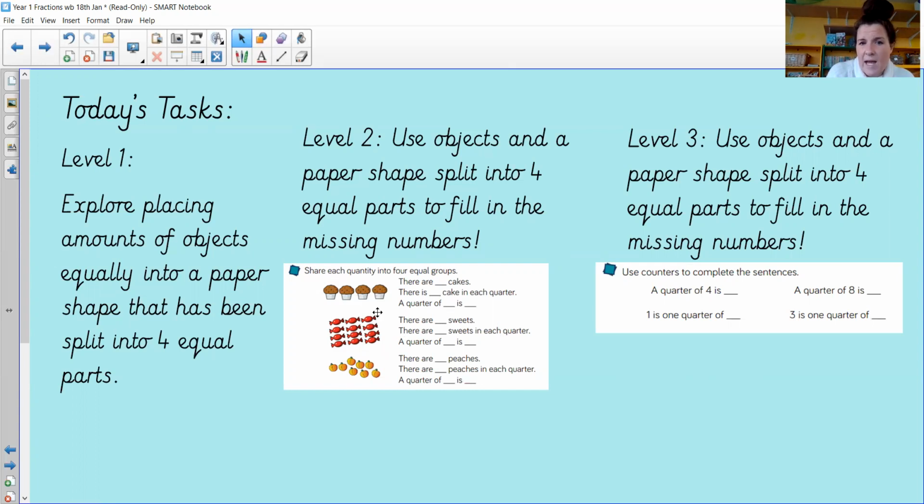Okay, so we've got a question about cakes. Oh, yummy, making me hungry. Sweeties and peaches. Okay, so then you can use your objects and your rectangle to work those out. And then level 3, again, use your resources. So use your rectangle and your objects, and you can work out what 1/4 of each of these are. Okay. As usual, all of the documents will be sent attached, so that you can print them off if you want to, or you can just copy them down from the screen.